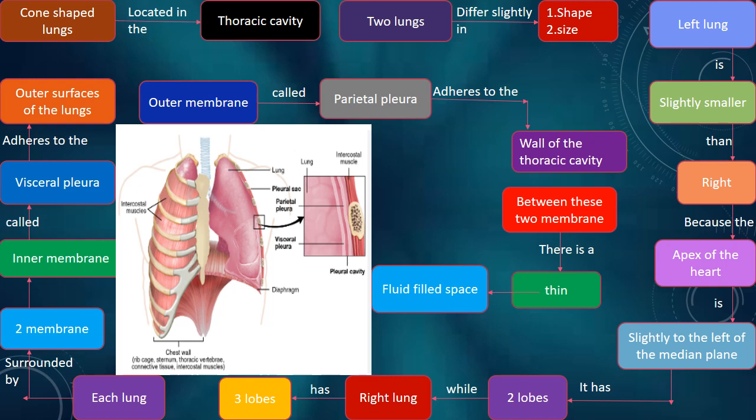Each lung is surrounded by two membranes. The inner membrane, called the visceral pleura, adheres to the outer surface of the lungs. The outer membrane, called the parietal pleura, adheres to the wall of the thoracic cavity. Between these two membranes, there is a thin fluid-filled space.